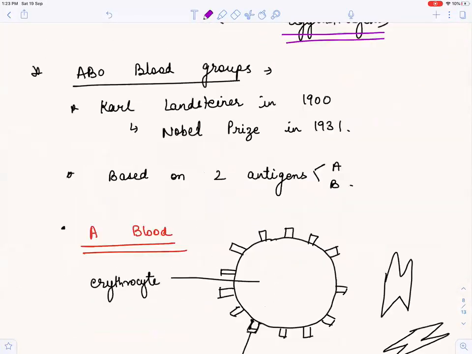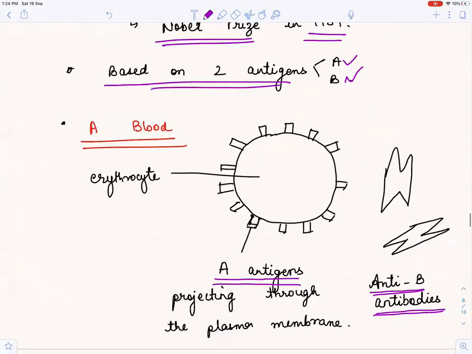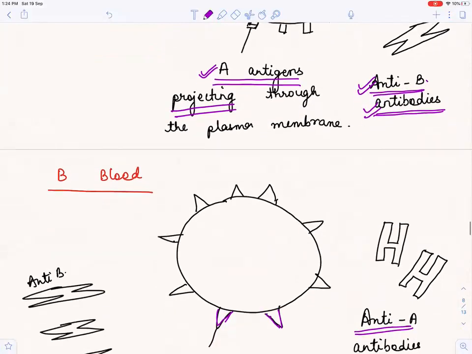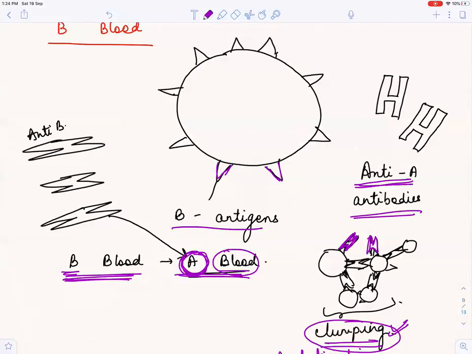The ABO blood group was discovered by Karl Landsteiner in 1900, and he got a Nobel Prize for the same in 1931. His work is based on two antigens, A and B. Then we saw about A blood. If there is an erythrocyte, there are these projections, and these projections are A antigens, and in the blood there are anti-B antibodies. So if a B blood group comes, these anti-B antibodies will attack those erythrocytes and will form clumping. In the B blood group, similarly, they have B antigens and anti-A antibodies.